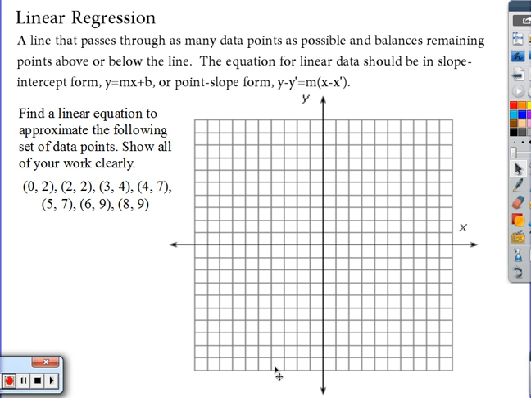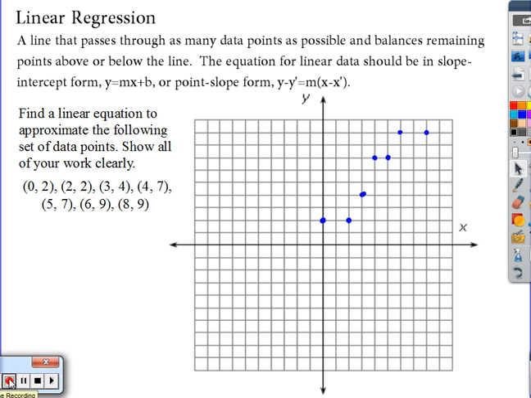So I'm going to do an example problem for you here. Find a linear equation to approximate the following set of data points. Show all of your work clearly. The first thing you want to do when you're solving a problem like this is plot the points. So let's go ahead and start by doing that.